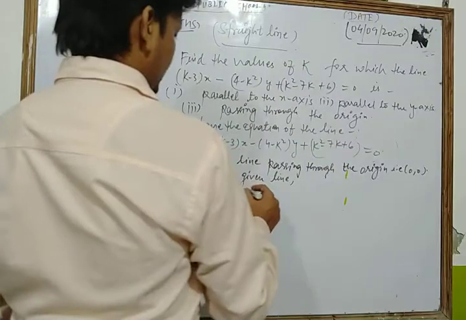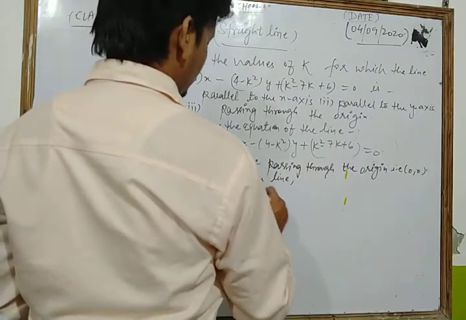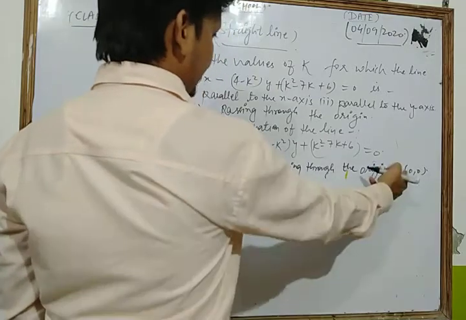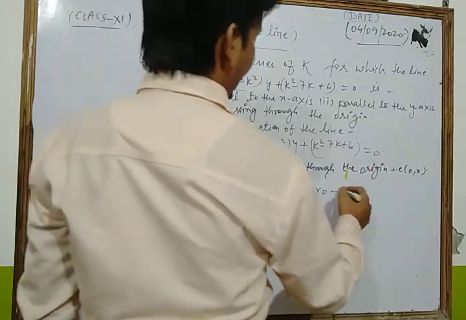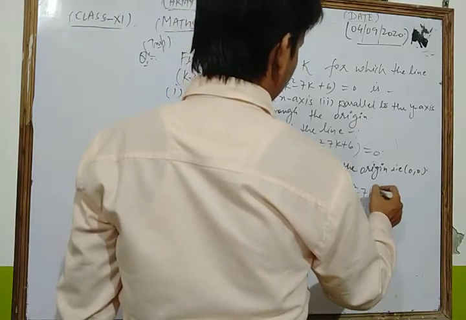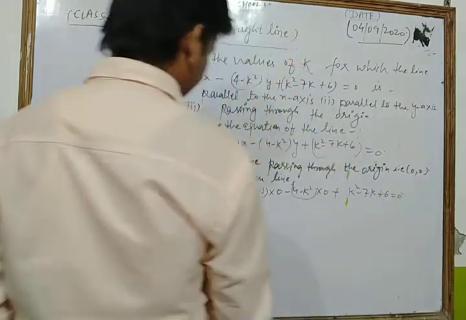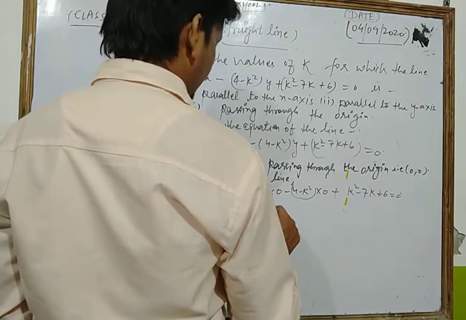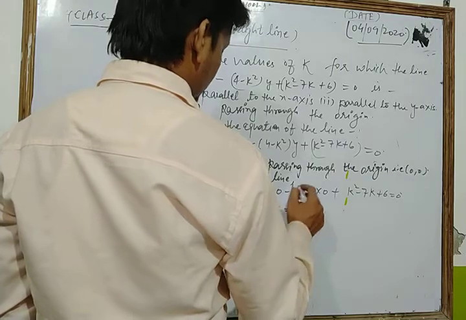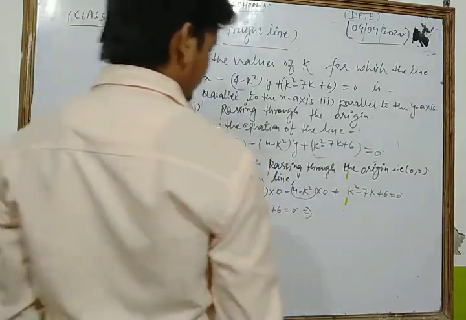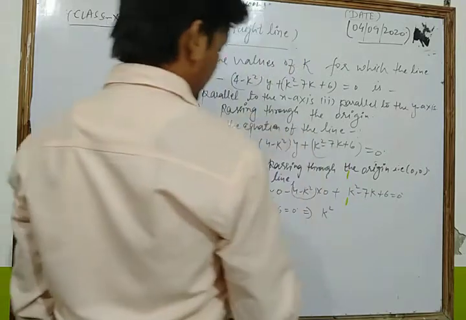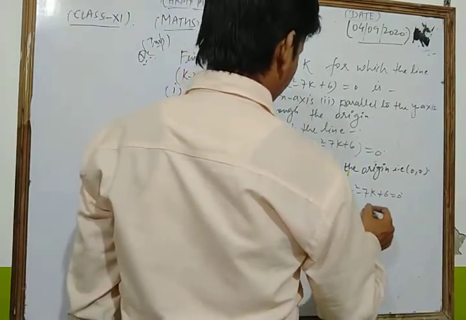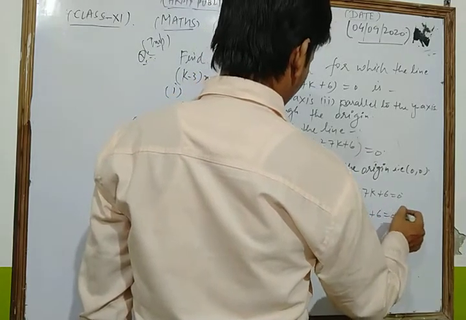We have k minus 3 into 0, minus 4 minus k square into 0. We put x and y both equal to 0, plus k square minus 7k plus 6 is equal to 0. Now what do I get, dear student? We have k square minus 7k plus 6 is equal to 0. Now if we factorize, we get k square minus 6k minus 1k plus 6 is equal to 0.